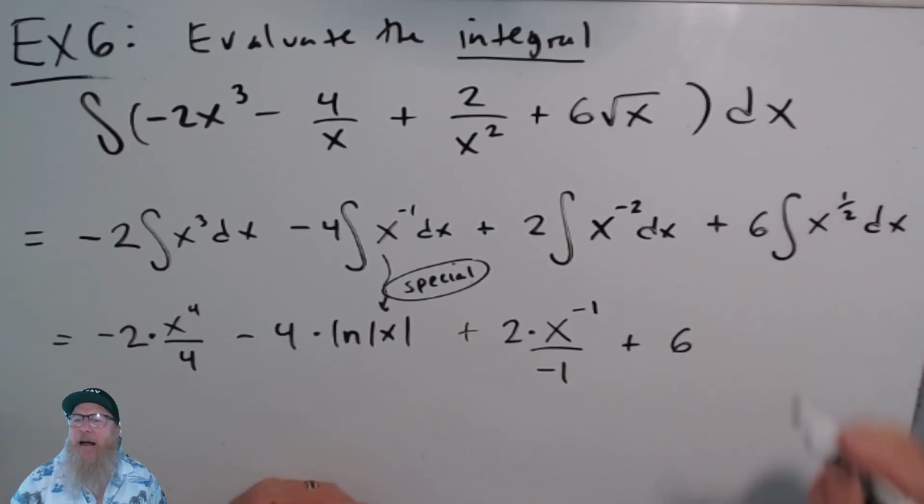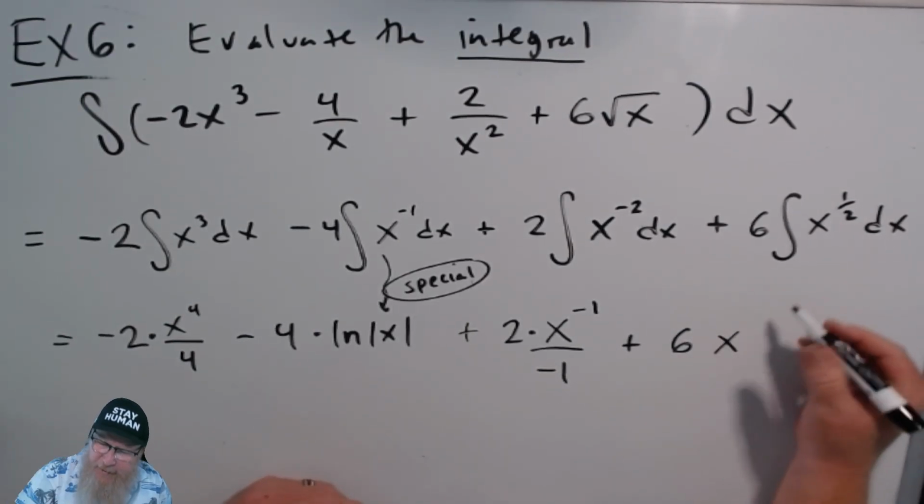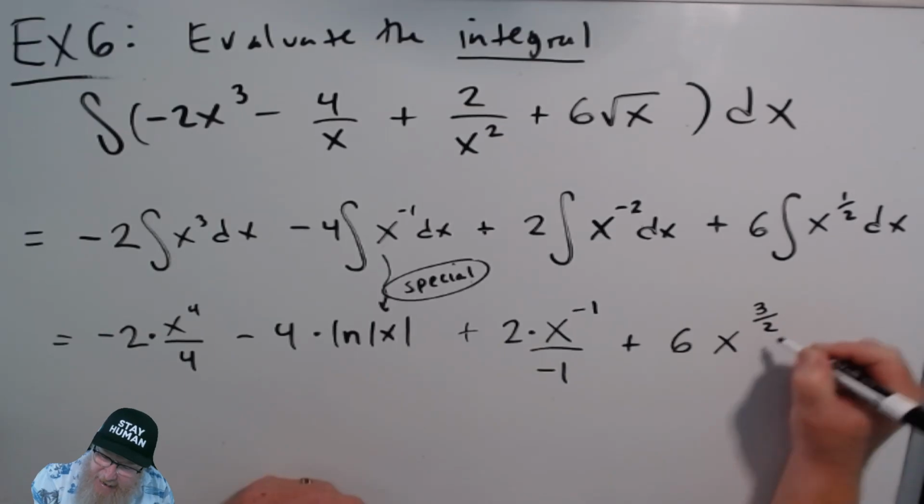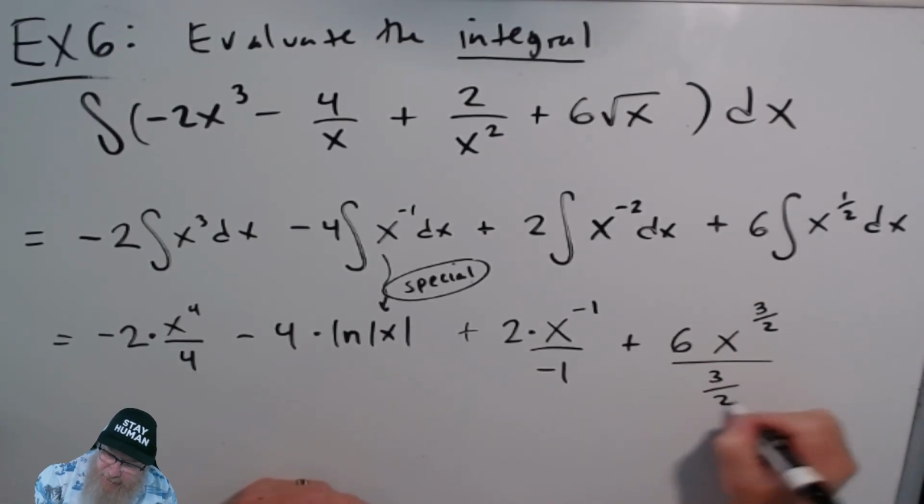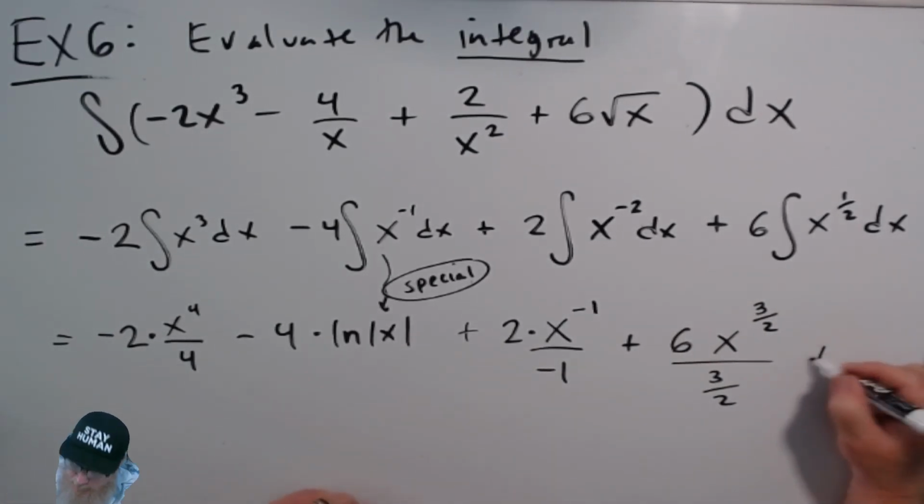Okay, here the integrand is x to the 1/2. So the integral is x to the 3/2, and then divided by 3/2. And then plus c.